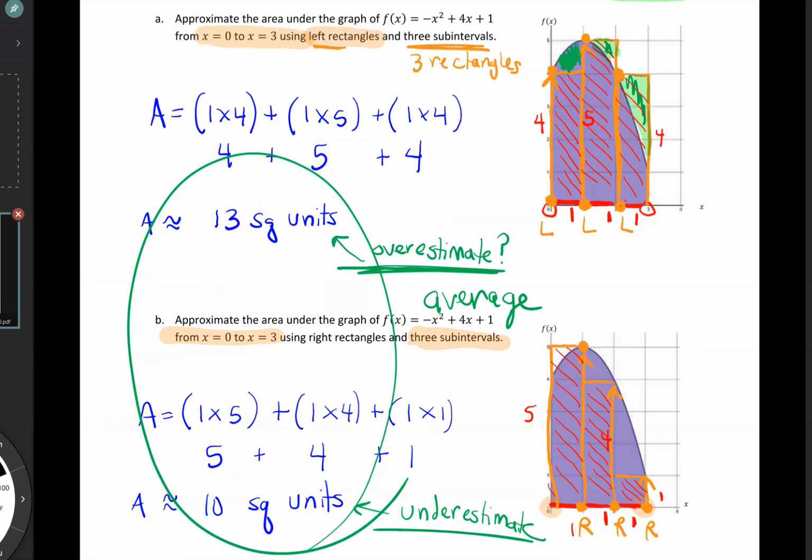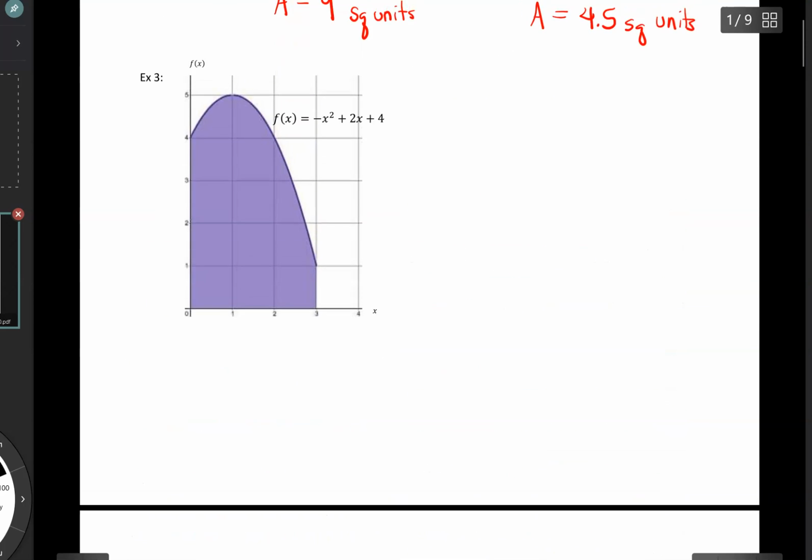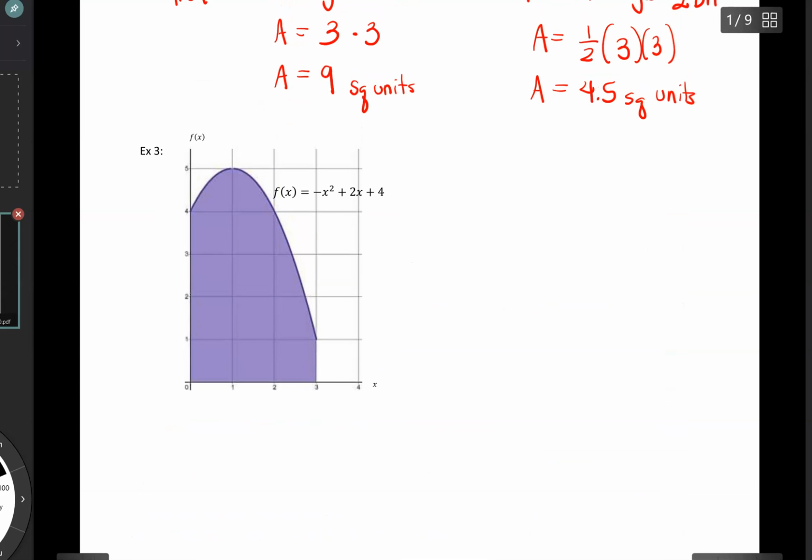Well, what about this? Did I have to use 3 rectangles? No, I could have used 1, right? But 1 was even worse. Remember when I tried 1, it was 15 square units. So I picked 3, but what if I had chosen more? So I'm going to come over here to this one I haven't written on yet. You don't have to write this down. But what if I chose 6 rectangles?